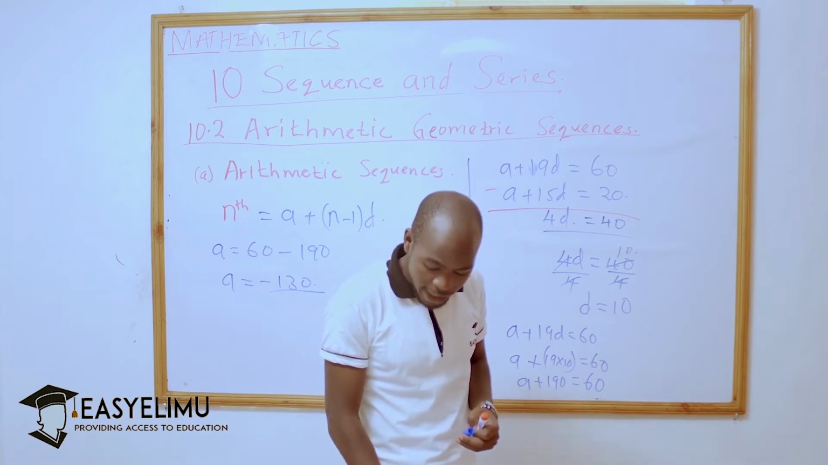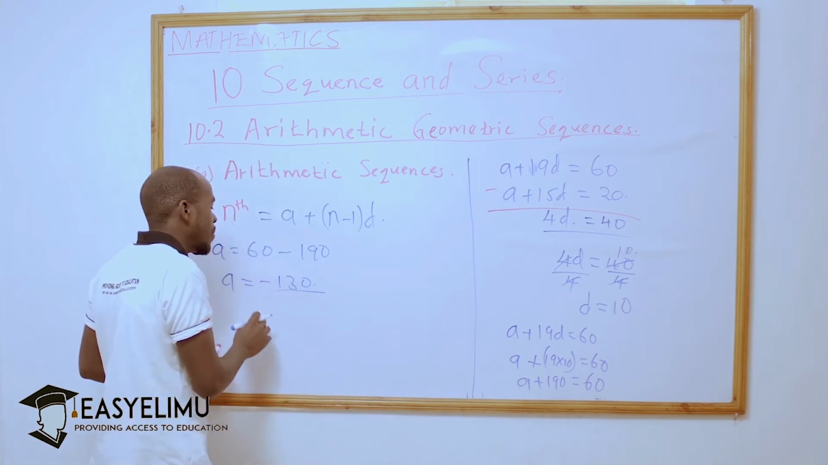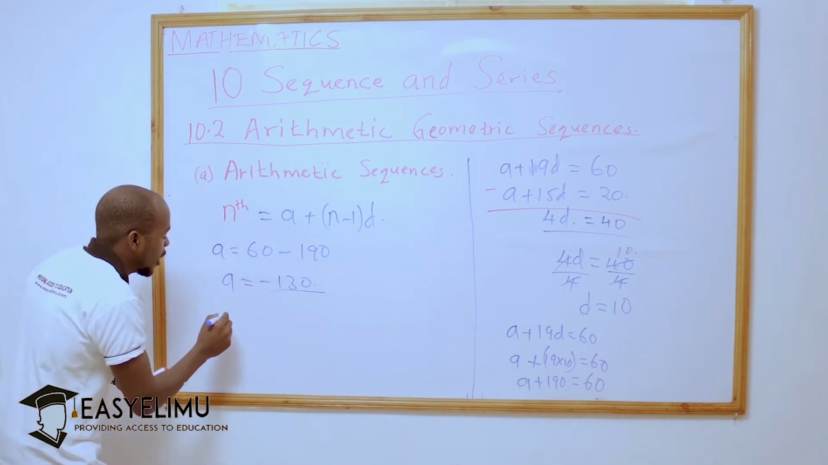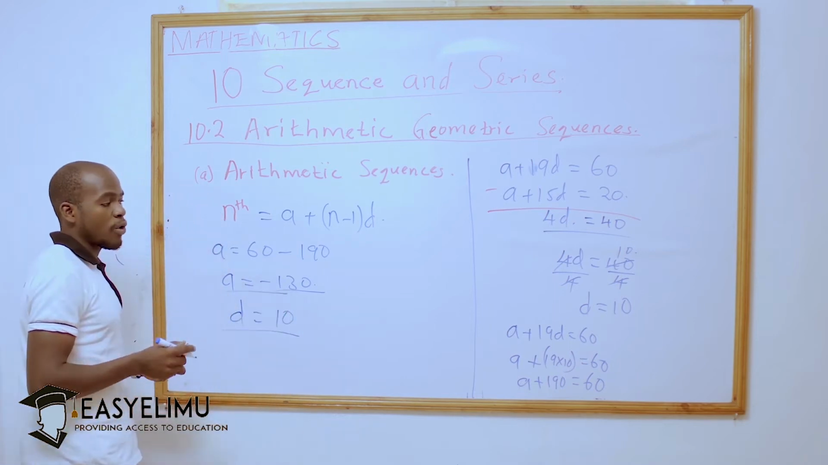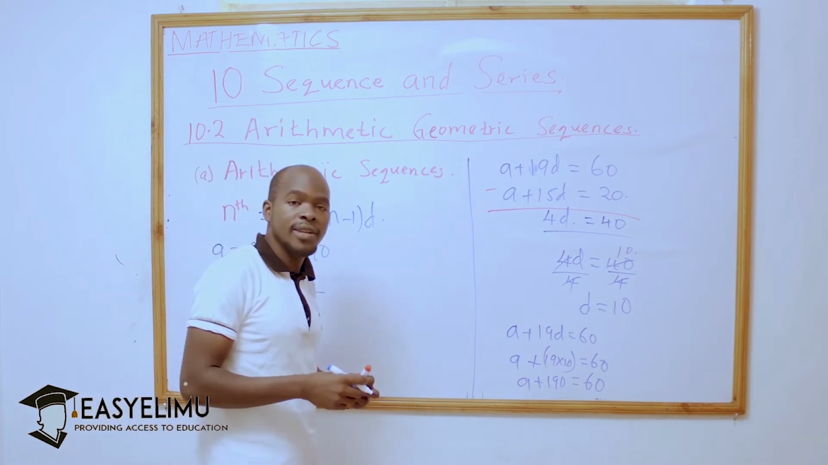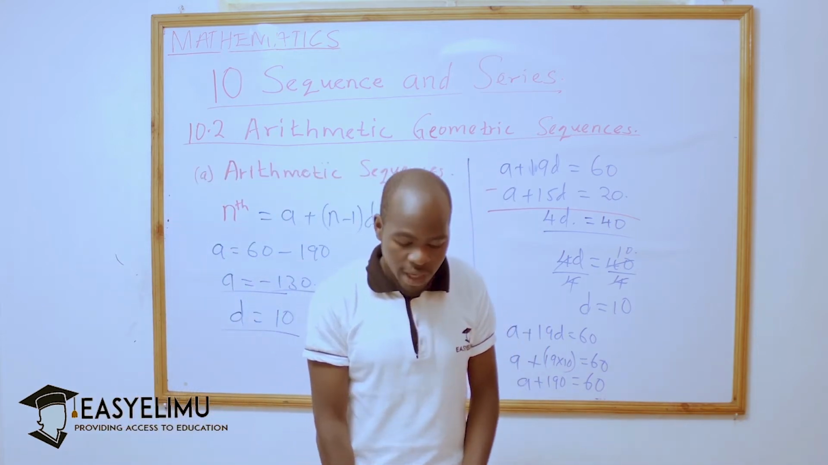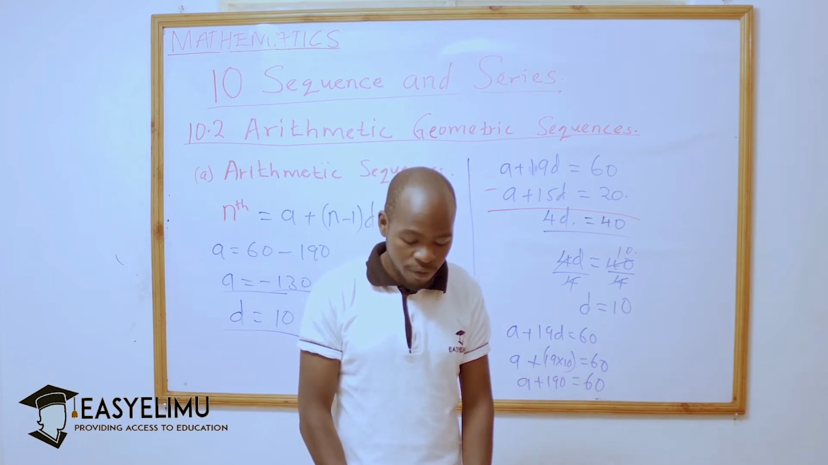So we were told to find the first term and the common difference. The first term is equal to negative 130, and the common difference we found is 10. So we have solved our question, and with that we can say we can use that formula of arithmetic sequence to find any given number with a given pattern of numbers.